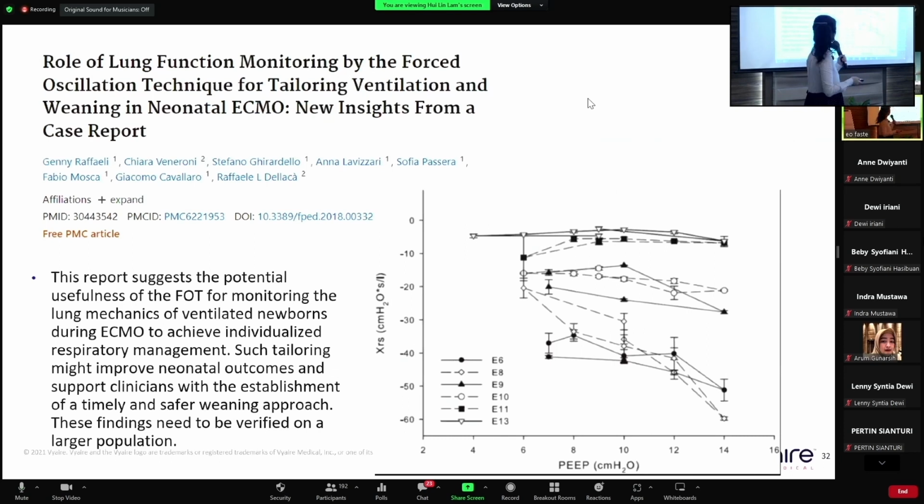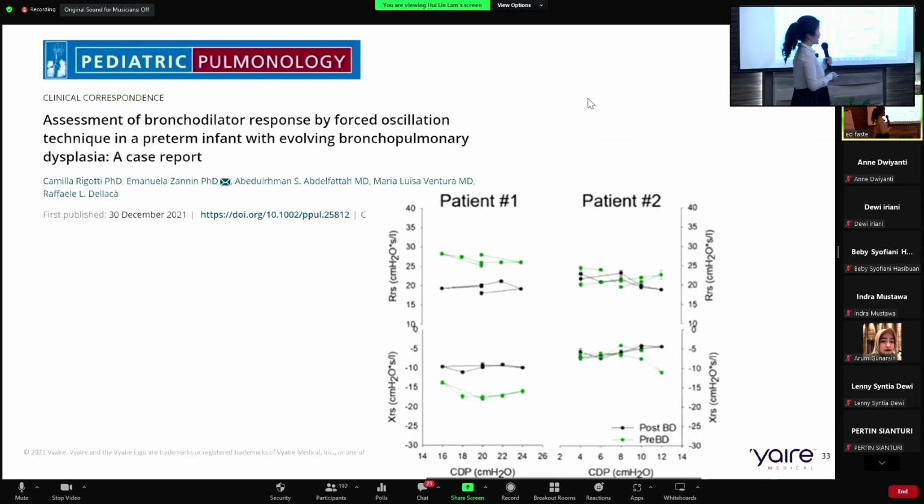Okay, then this one is another case study, talking about the patient's response to bronchodilator, with a patient that is evolving BPD. You can see that here is patient 1 and here is patient 2. For patient 1, this is pre-bronchodilator, and here, the black color would be post-bronchodilator. For patient 1, you can see that pre-bronchodilator, when we look at the compliance, it actually improved.